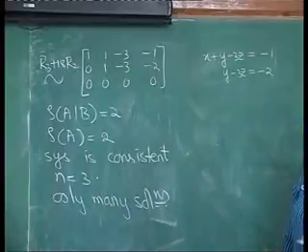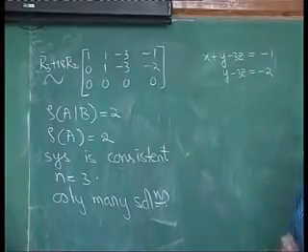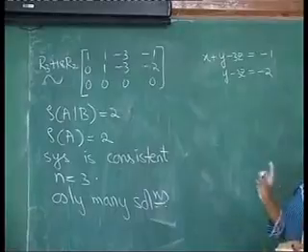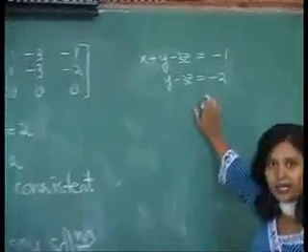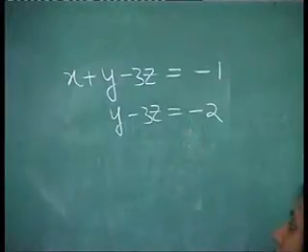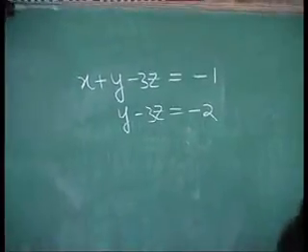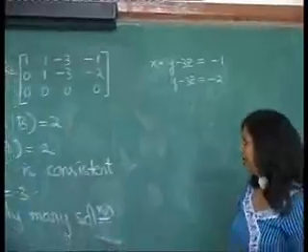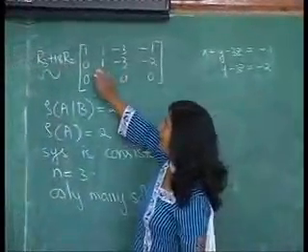Now, there are 2 equations and 3 unknowns. So, one of them is going to be assigned an arbitrary value. We will call it a free variable. Now, in order to determine which one we want as a free variable, let's go back to the echelon form.